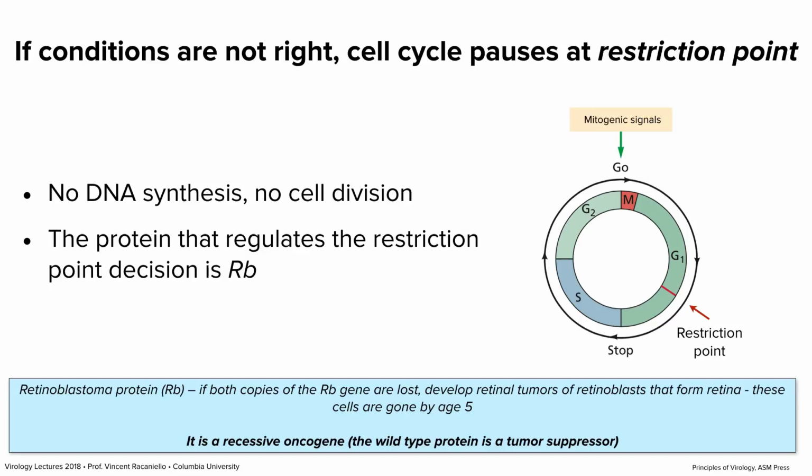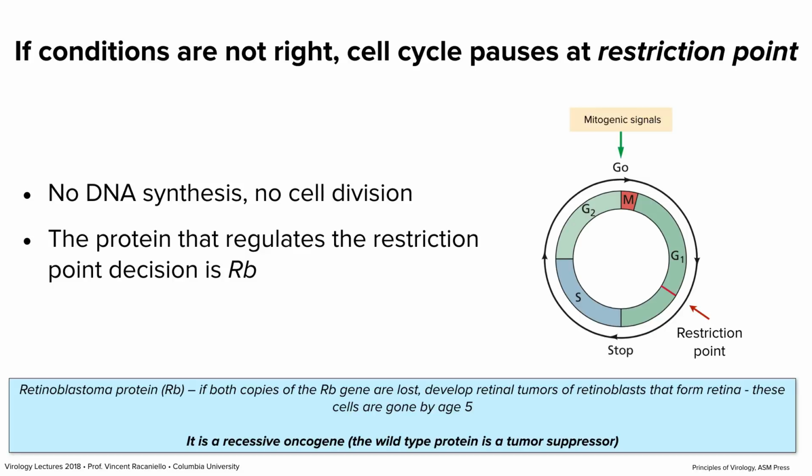This restriction point is actually governed by RB, the retinoblastoma protein that was found to bind the adenovirus T antigen. It was first discovered in children who have retinal tumors. The tumors are of the cells called retinoblasts. These form the retina. They're gone by age 5. So these are tumors you only see in kids who are less than 5 years of age. They develop these tumors because they have lost both copies of the gene encoding the retinoblastoma protein.